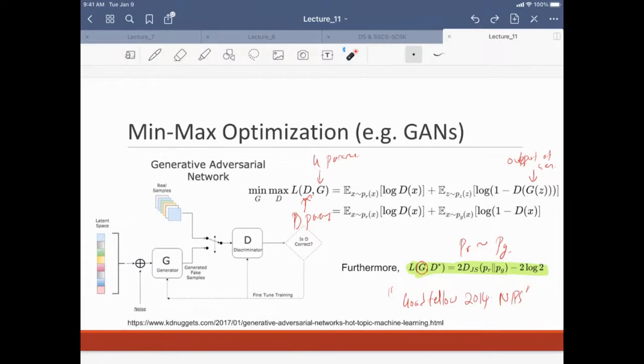The GAN loss is like a lower bound. So what is it, a lower bound on the divergence?